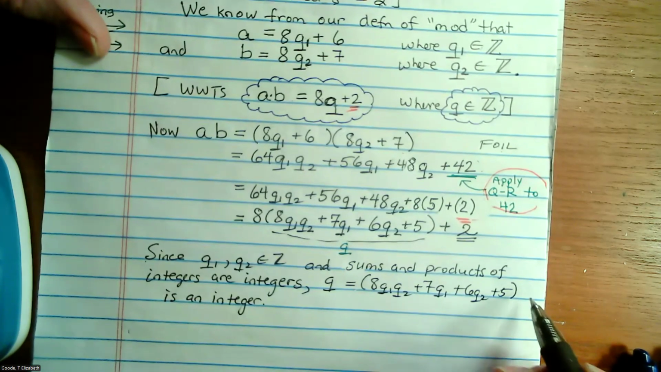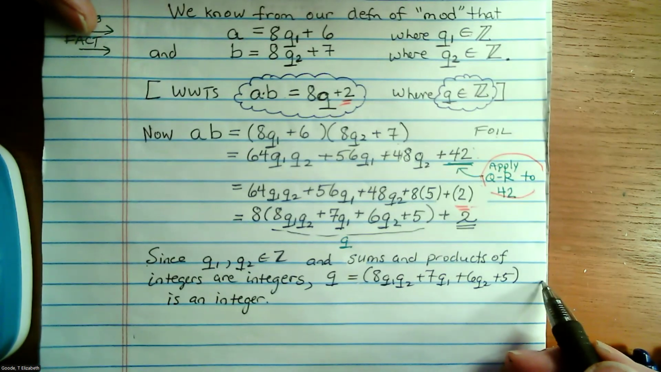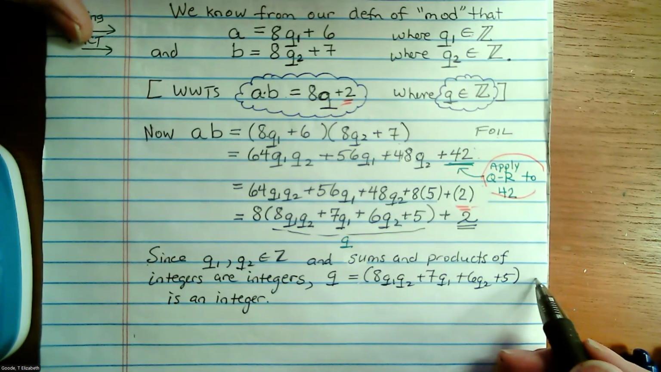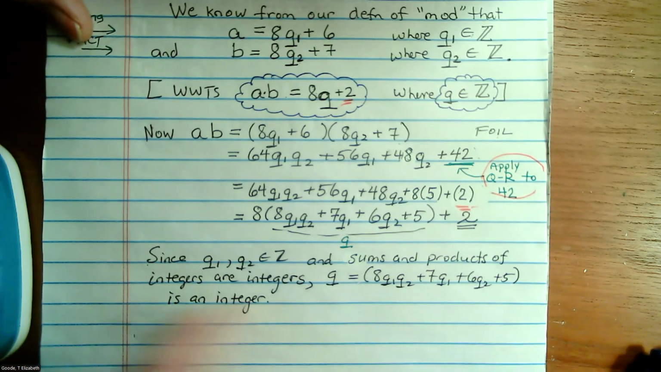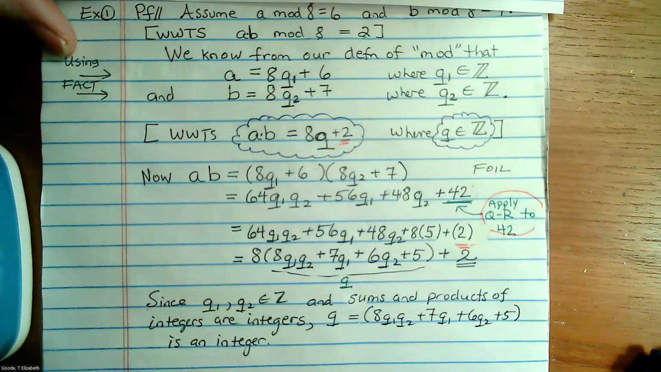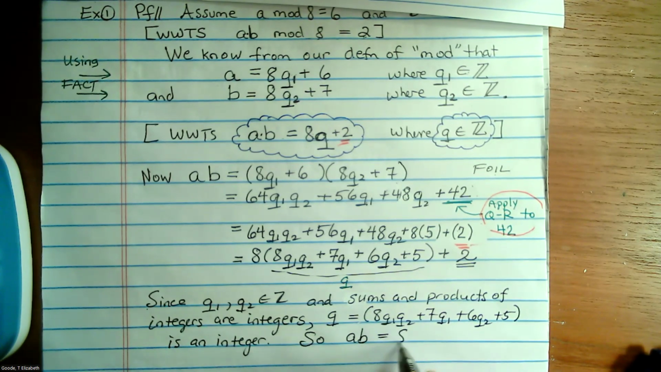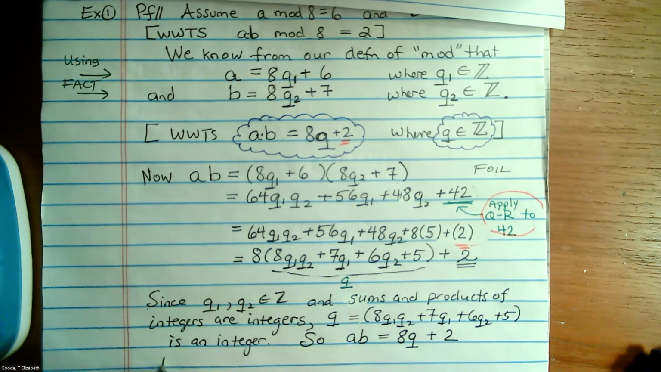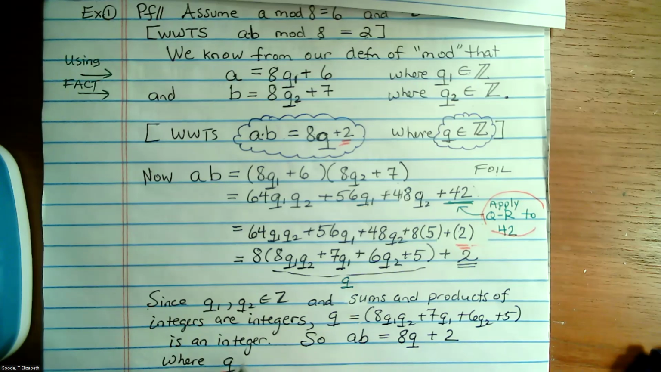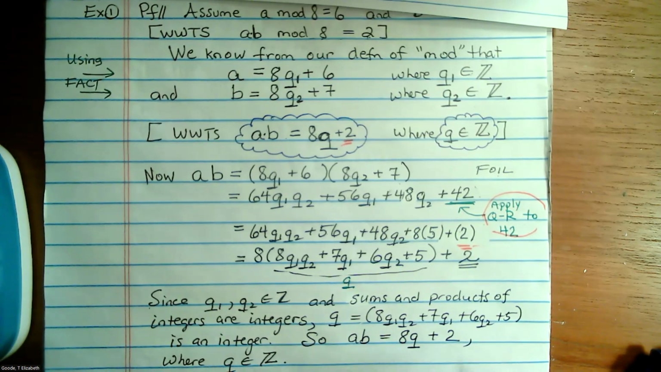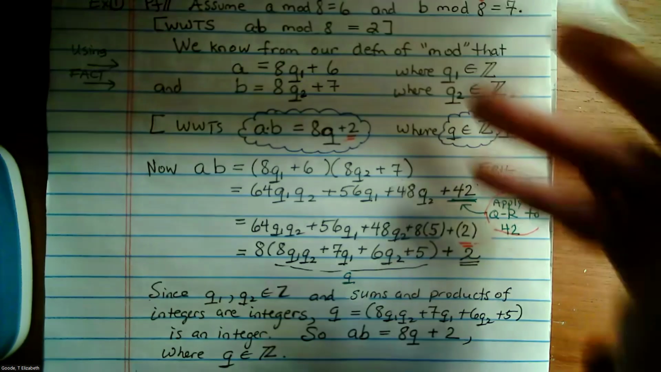I didn't quite have room to put element of Z here, which would be my preference, but I would never split a statement like that across two lines. That's a huge no-no. All right, great. So AB equals 8 times Q plus 2, where Q is an integer. It's okay to put this part on a different line.